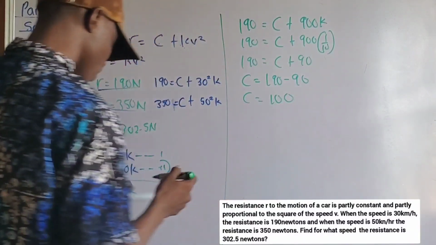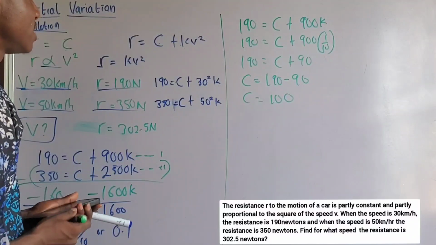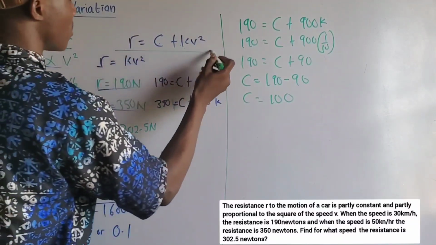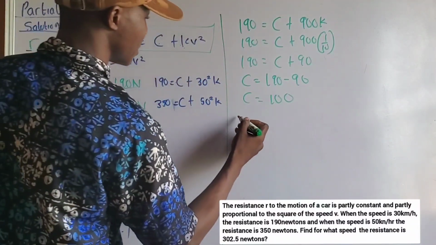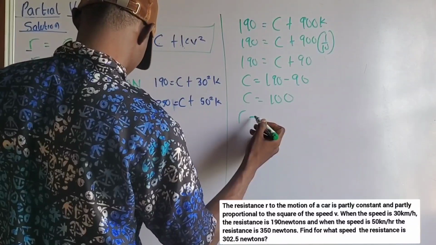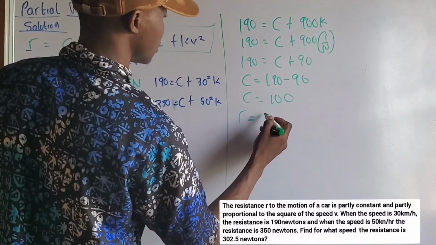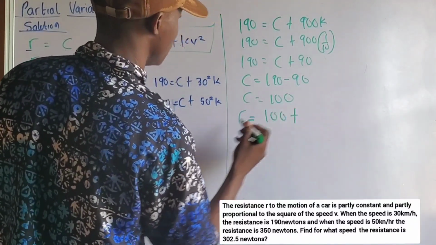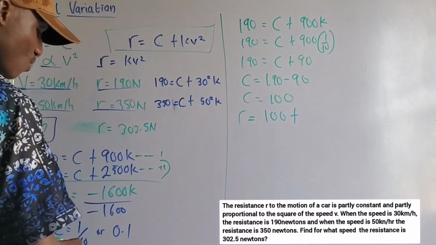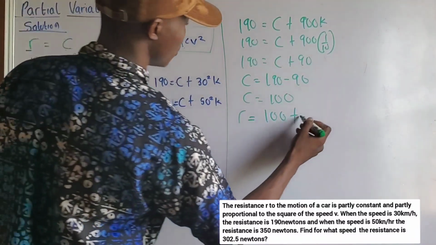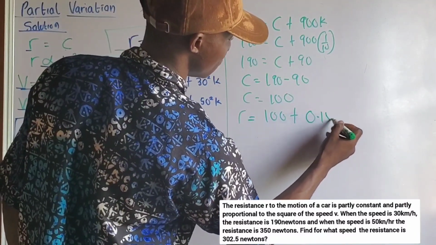Now we've gotten the value of c and k, so we can rewrite this equation that you see here. This formula we can write as r equals c, which is 100, plus kv squared. What is k? k is 1 over 10 or 0.1. So just use 0.1 v squared.